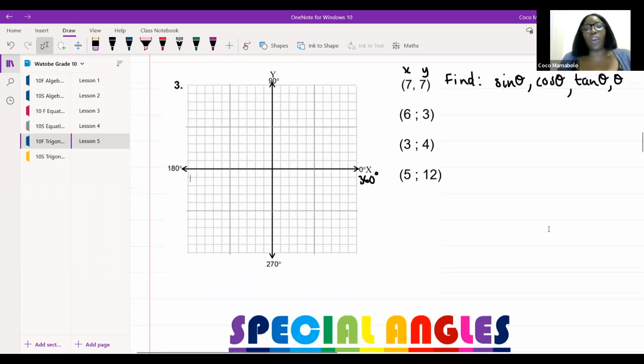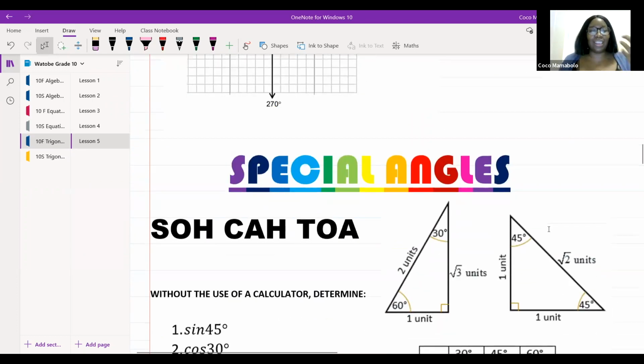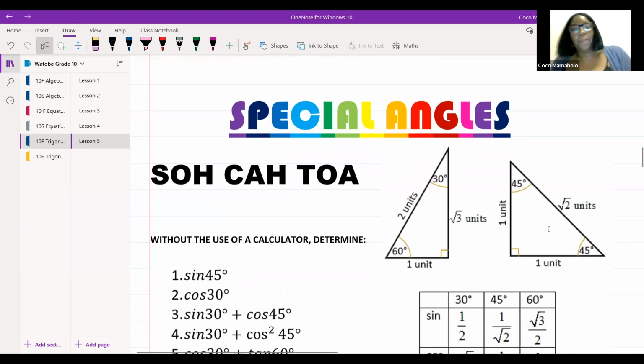All right, we're going to be learning about special angles. All right. Now, what special angles are, guys? Thank you, Teacher Nels. Don't throw them across the room. Do not throw them across the room.